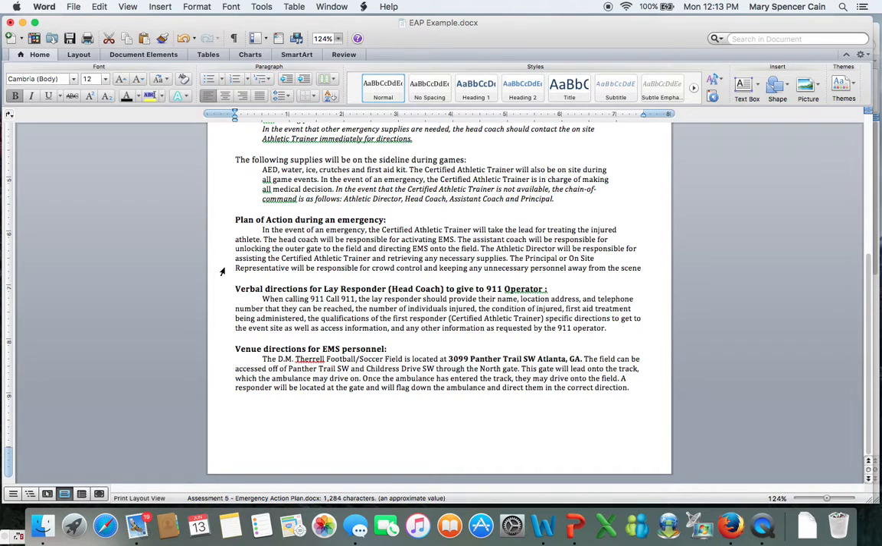All right, the last 2 sections are directions. The first direction is, what is the lay responder, the person making the 911 call, going to be able to say? They need to be able to give specific directions to the event site, how they're going to get in. You need to go in the north gate, or you need to go in the south gate, or you're going to come off Peachtree Road and come in the south gate and take the next right. It needs to be very specific because especially if EMS has never been to that site, they're going to have absolutely no idea where to go, and you don't want them lost.